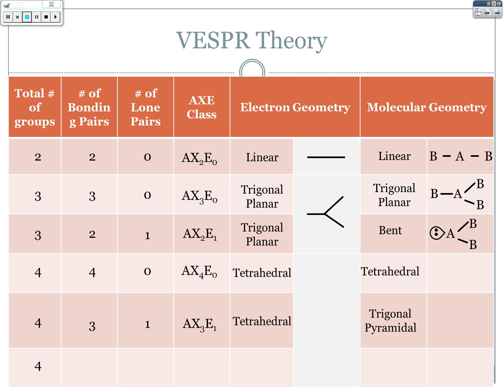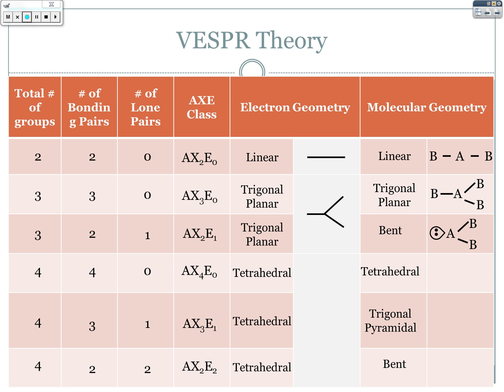If I have 4 total groups around the central atom, and only 2 of them are bonding and 2 of them are lone pairs, we now have an AX2E2 class, where the electron geometry, again, since we have 4 groups, is still tetrahedral, but now our molecular geometry has changed to 2 bonding and 2 lone pairs, and so it is again that word that we've heard before: bent.